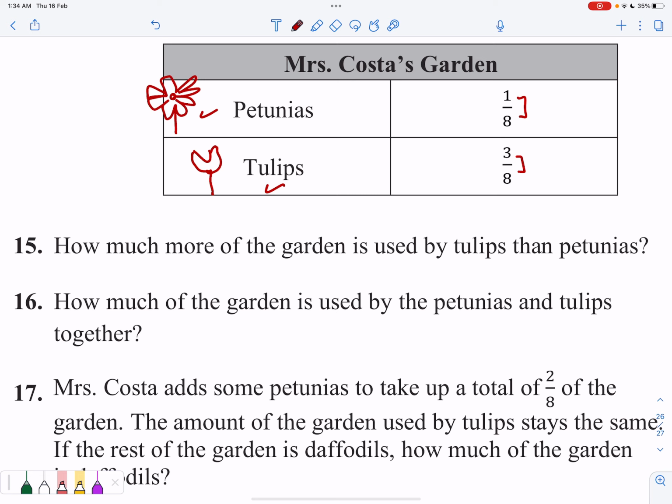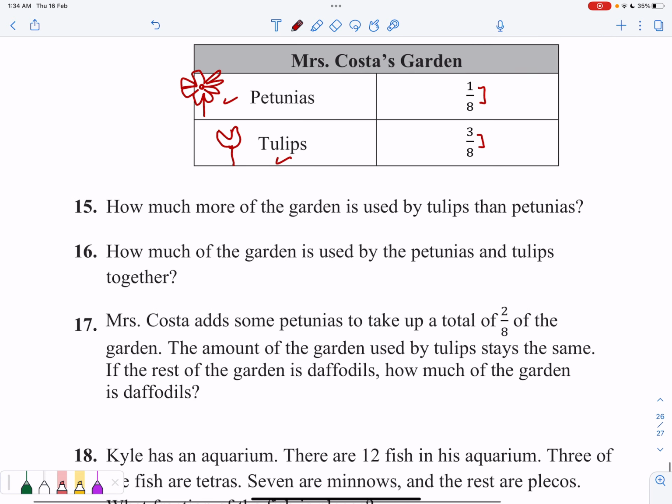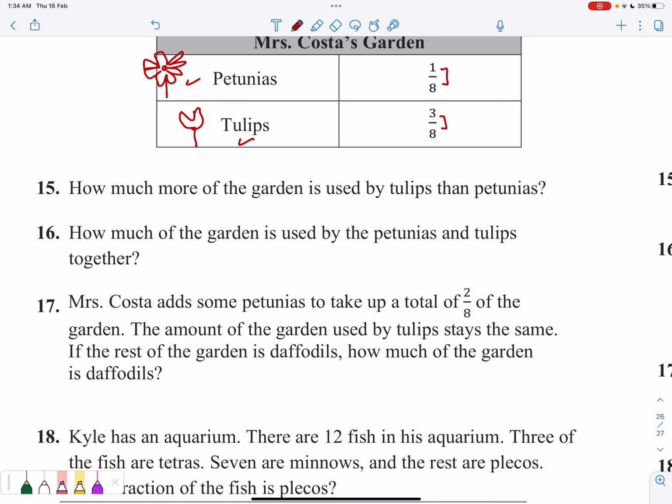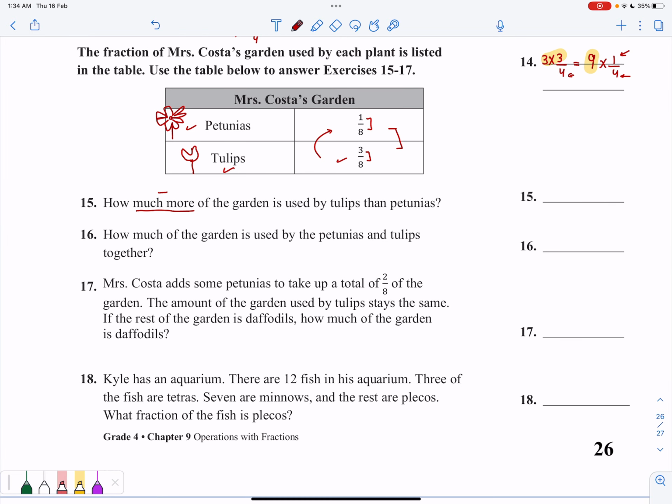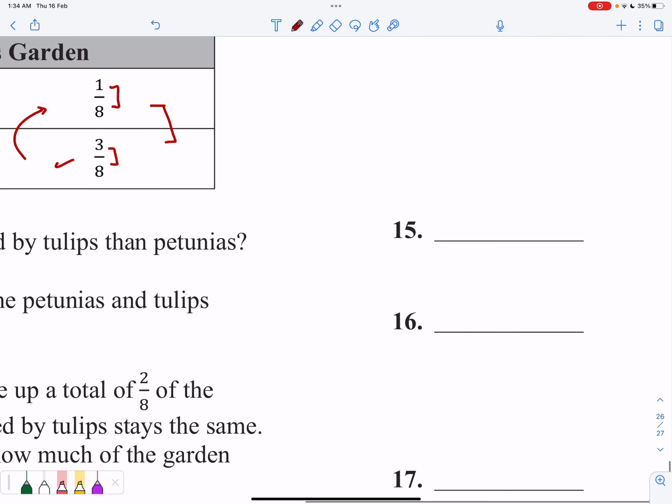Okay, let's see what you have. How much more of the garden is used by tulips than petunias? I always tell you, when we have the phrase "how much more," this means we should find the difference between these two. Difference means you should subtract, because you see the tulips are more than the petunias. By how much are they more? Let's subtract and find the difference.